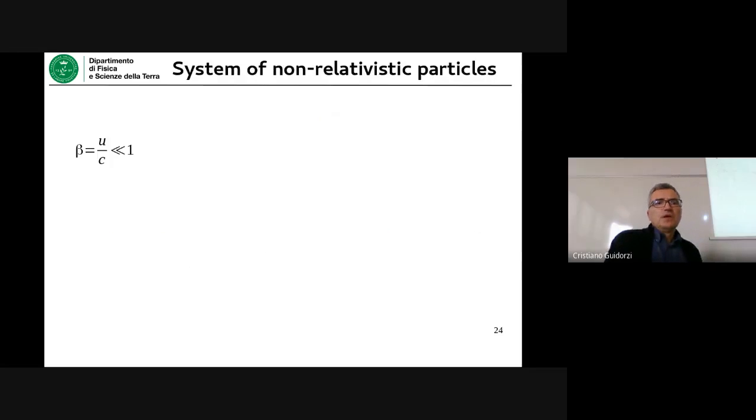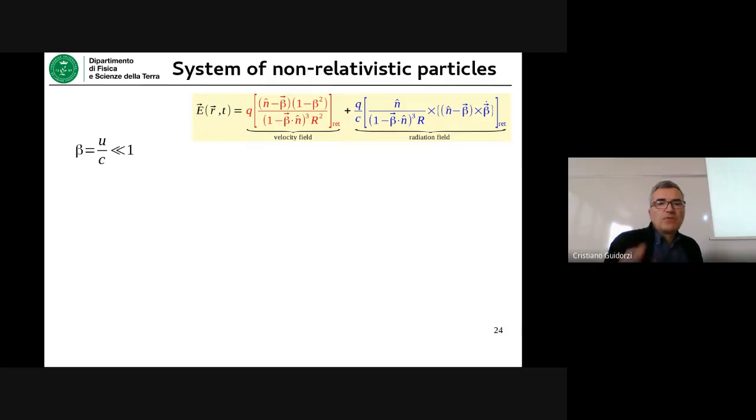Okay, yes. So let's consider particles which are not relativistic. In particular, let's call U the velocity of a generic charged particle, okay? So beta is much less than 1. Let's work out again, here I use two different colors to denote the two different fields, the ratio between the magnitudes of the two fields.